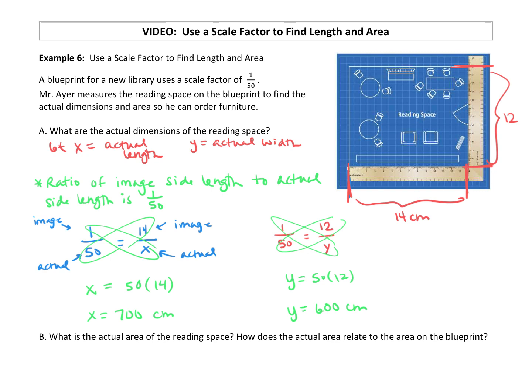So we were asked to find the actual dimensions. So the actual dimensions are 700 centimeters, and if that helps, that is 7 meters. So that's kind of an easier measurement for us to think of. 700 centimeters or 7 meters long, and 600 centimeters or 6 meters wide. All right, so we found the actual length and width.